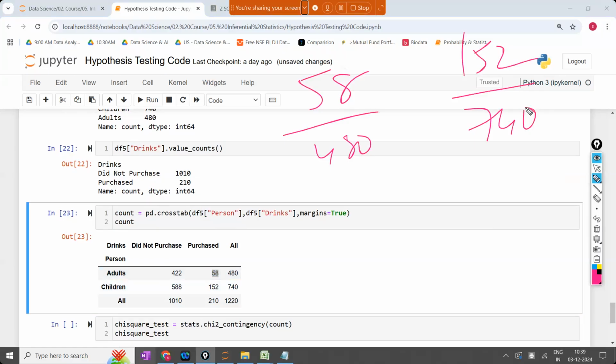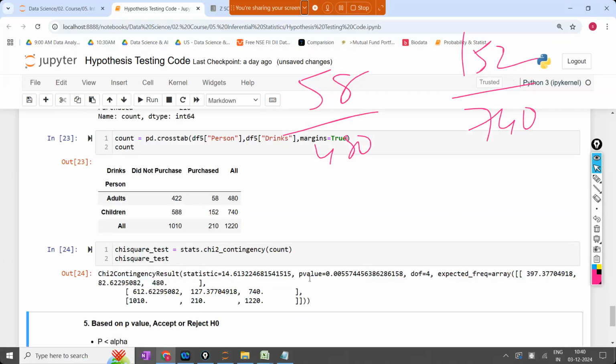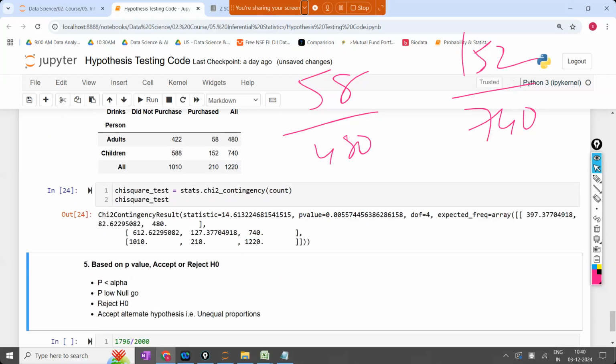Okay. Now, here I'm going to apply the chi-square test. The test name is chi-square test. And within the chi-square test, I have to internally give the cross tab. That cross tab has to be provided as the argument. Then it is going to give me the p-value. What is the p-value I'm going to get here? 0.0005, which is less than alpha. P is less than alpha. Reject the null hypothesis. In that way, you are going to reject the null hypothesis.